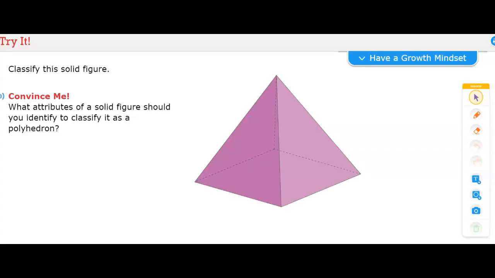Classify this solid figure. This solid figure has a square base, as you can see here. You look at that bottom part, that is a square. So this is a square and it has triangle faces. There are 1, 2, 3, and 4 of them that meet at a vertex, which is the point. So this is a square pyramid.